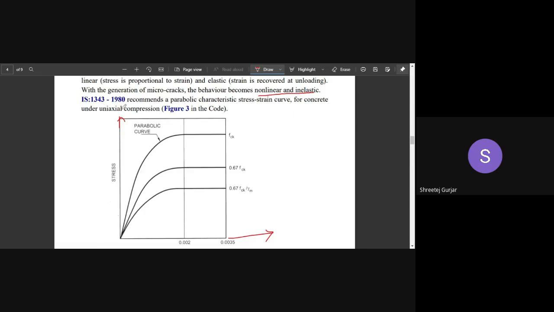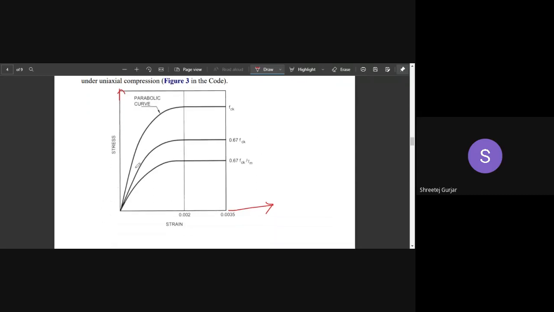IS 1343 1980 recommends a parabolic characteristic stress strain curve. You can see a parabolic stress strain curve here for concrete under uniaxial compression. Figure 3 in your IS 1343 is this curve. The parabolic curve will be followed up to a strain level of 0.002, and after this you can see the stress is constant, but the strain goes on increasing.